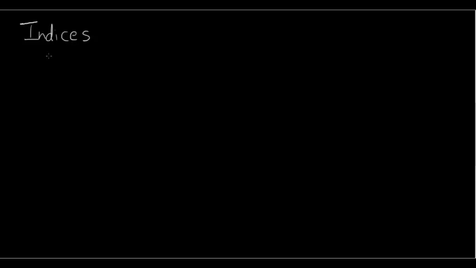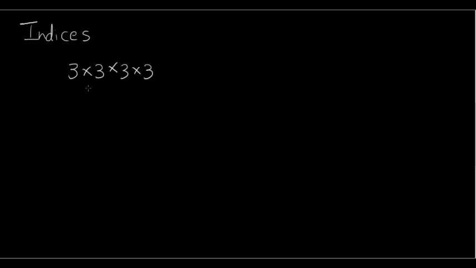So what are indices? Basically, if you think of a number multiplying by itself, so for example 3 times 3 times 3 times 3. Now you are writing times 3 repeatedly quite a few times. And in maths we like to shorten things, okay? We like to think of ways to shorten things.